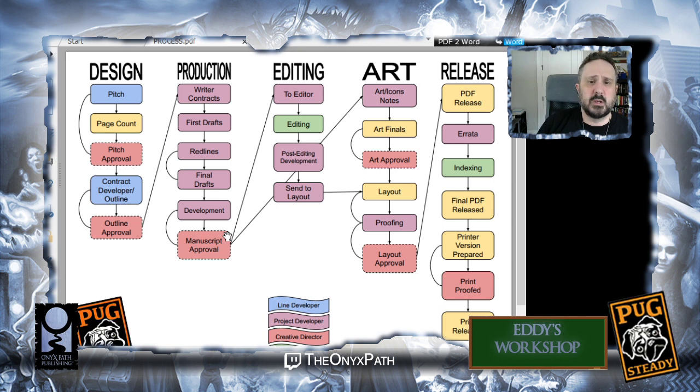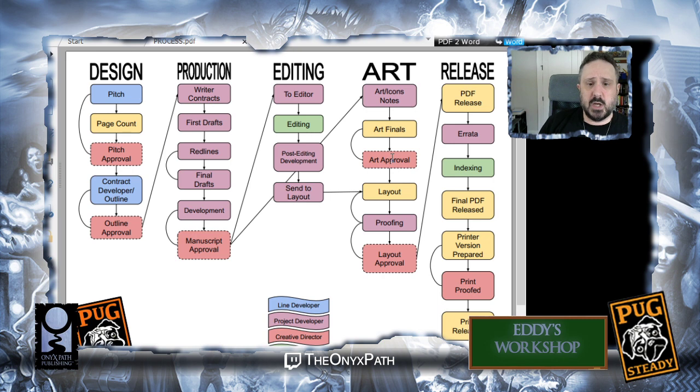So it's not uncommon for a manuscript to go through a couple of approval passes. Usually by the pitch and outline stage, it's like, no, we talked about this, that's the book going, great. At the manuscript stage is where the rubber meets the road, as it were, and you have a better chance of having more discussion and feedback.